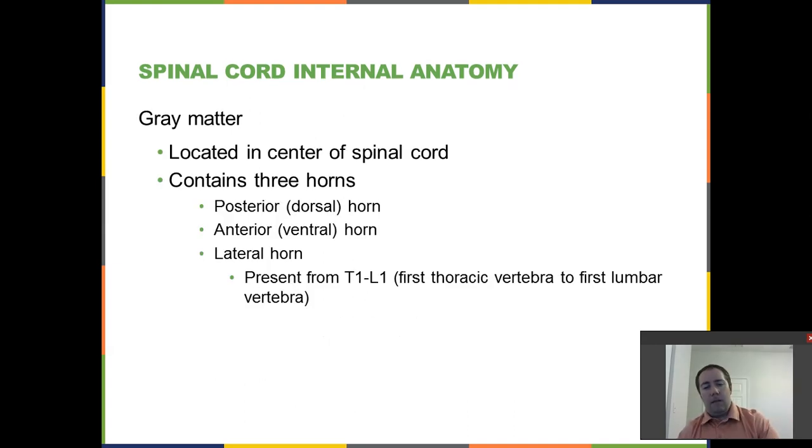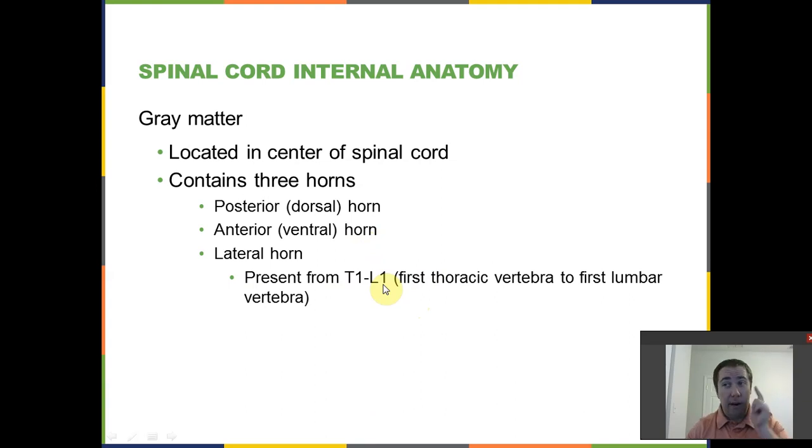That gray matter is the butterfly shape. Parts of that butterfly have different names. We call them horns. There's a posterior or dorsal horn, an anterior or ventral horn, and a lateral horn. The lateral horn is not present in the entire spinal cord. It's only from thoracic 1, the beginning or the end of the neck, down to the beginning of the lumbar region. That is not a specific range that you need to know.